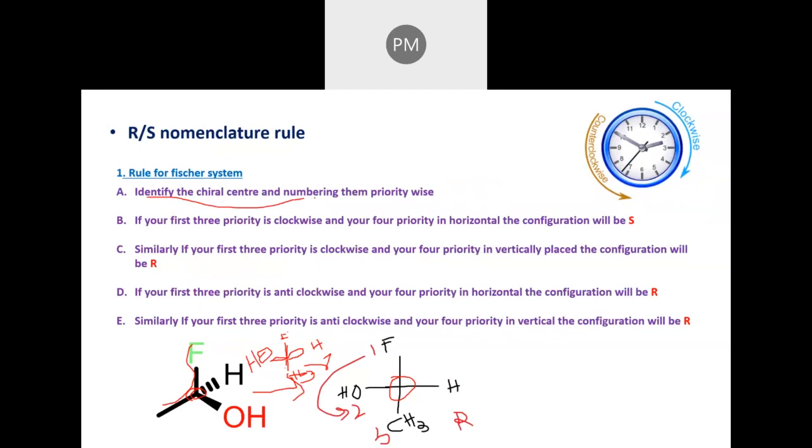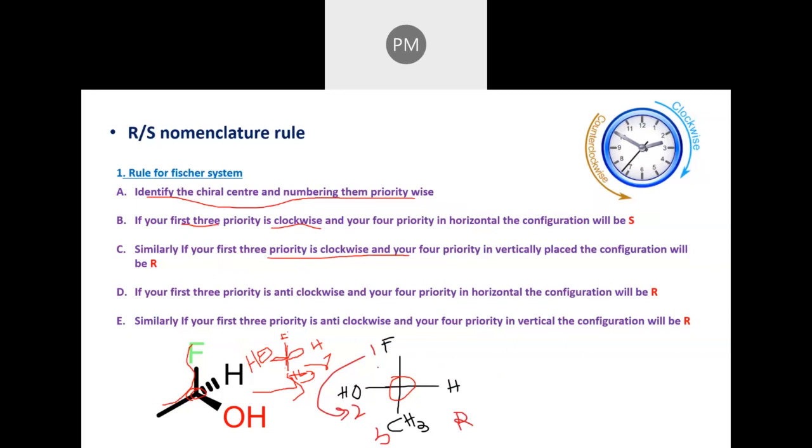So similarly, we first identify the chiral center, and after that we prioritize the groups by atomic mass. If the first three priorities are in the clockwise direction and our fourth priority, as in this molecule, is in the horizontal position, then that configuration will be S. Similarly, if the first three priorities are clockwise and our fourth priority is in the vertical position, then that configuration will be R configuration.